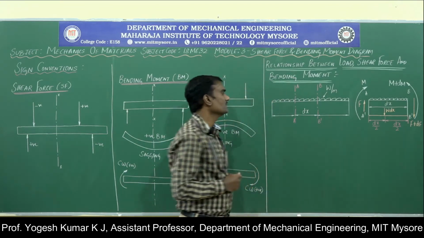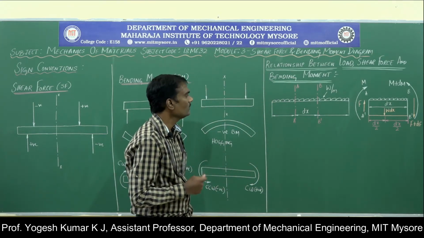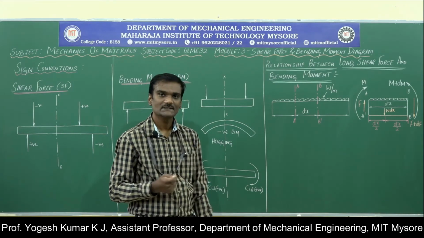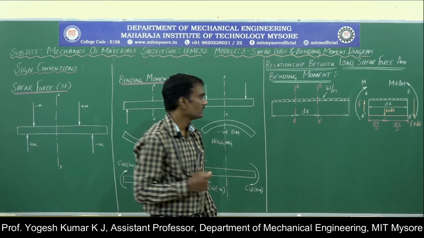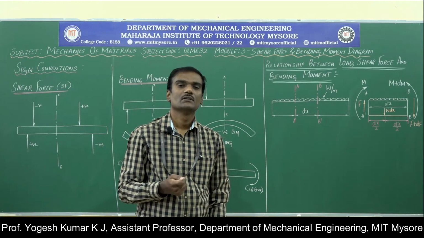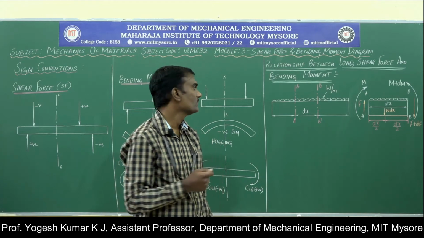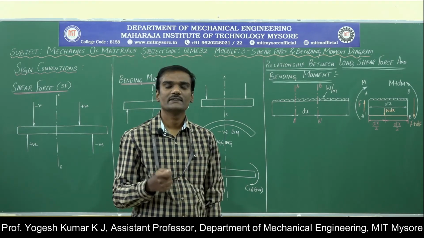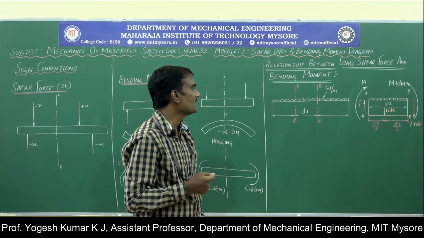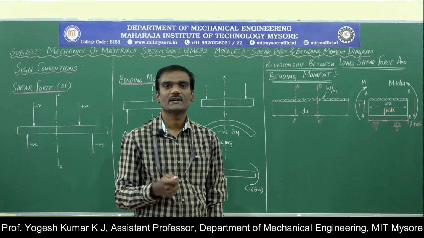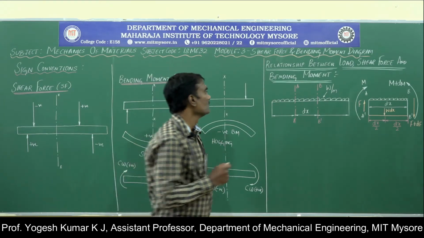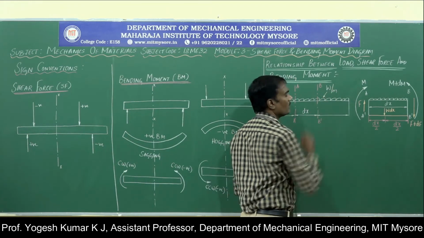So the statement goes like this. Now consider the section AA dash, BB dash for an elemental length of dx, as shown in the figure. At section AA dash, the shear force F and the bending moment M are acting. Similarly, at section BB dash, we have force F plus dF and moment M plus dM.